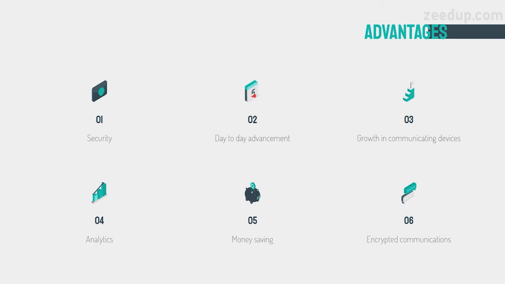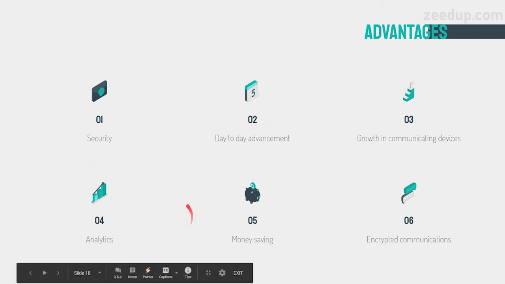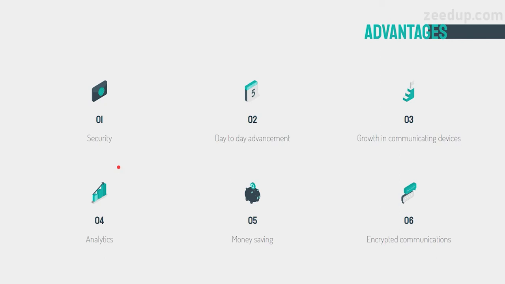Next, IoT is a day-to-day advancement. Yes, it is true, and there is growth in communicating devices. As I told you, Cisco already predicted that 50 billion devices might be there by 2020, but I am expecting much more than that. And when it comes to the analytics part, IoT is much more advanced, much higher on the analytics chart. So IoT is also money saving.